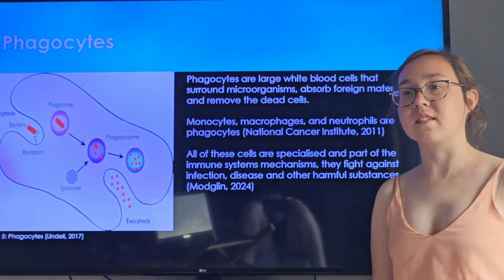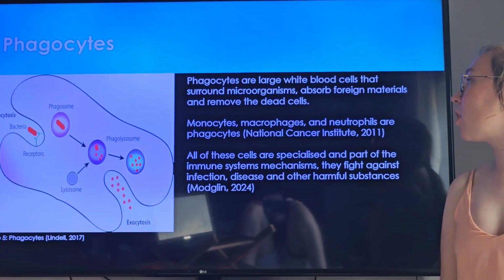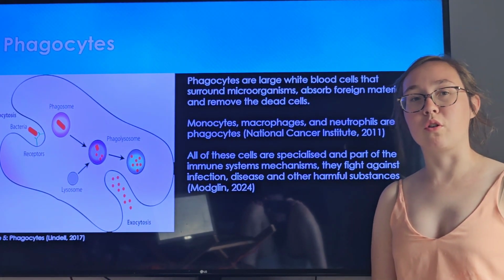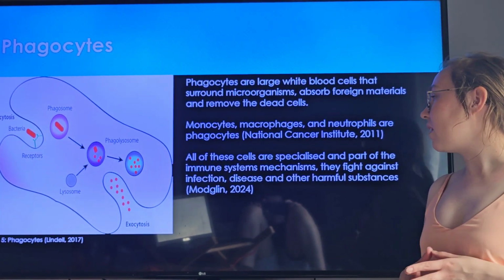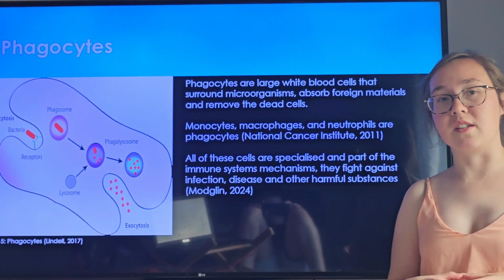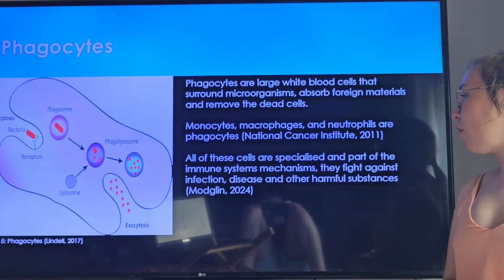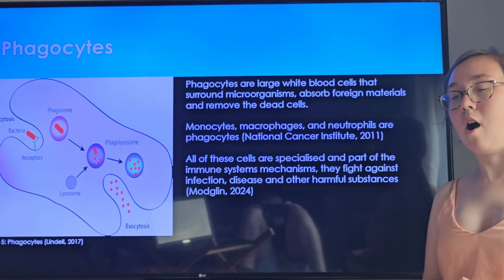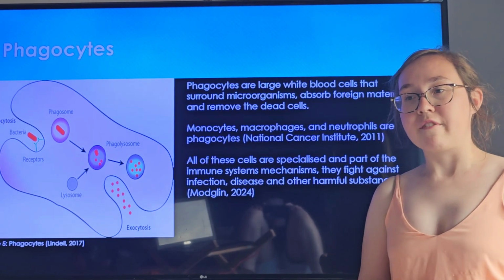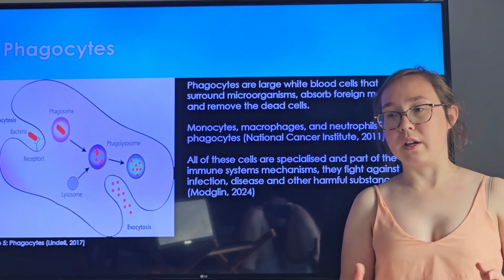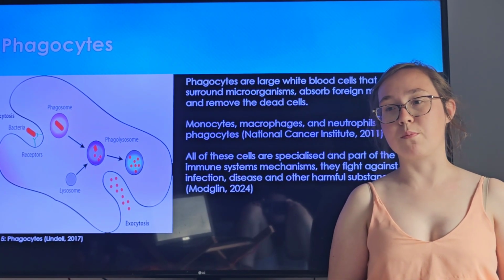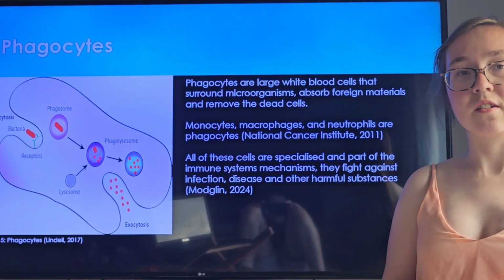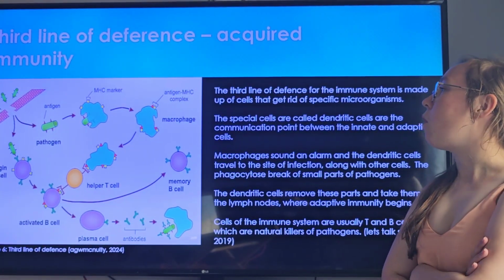Another second line of defence is phagocytes. Phagocytes are large white blood cells that surround microorganisms, absorb foreign materials and remove dead cells. All of these cells are specialised and part of the immune system's mechanisms. They fight against infection, disease and other harmful substances. Phagocytes are cells with the ability to engulf and sometimes digest other cells, organisms or particles through a process called phagocytosis.